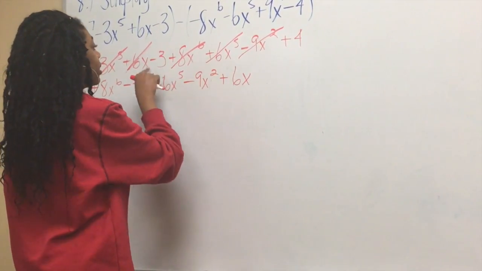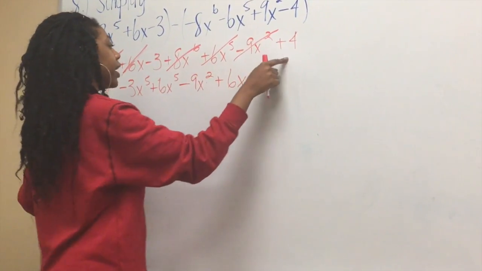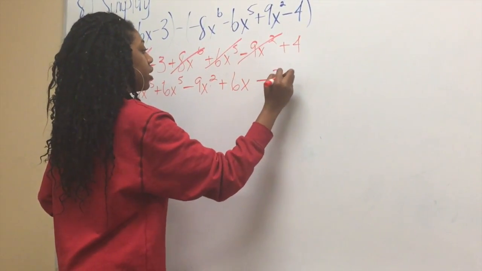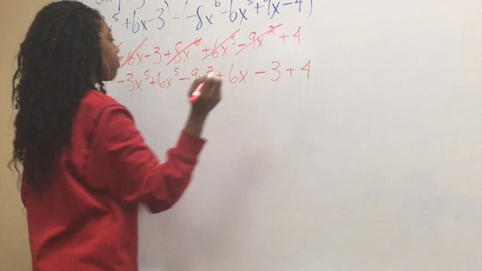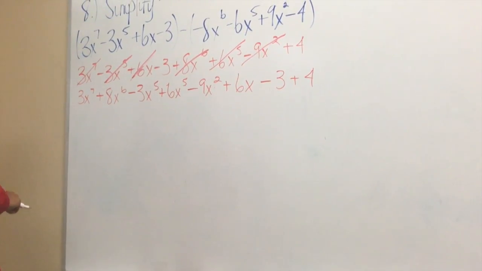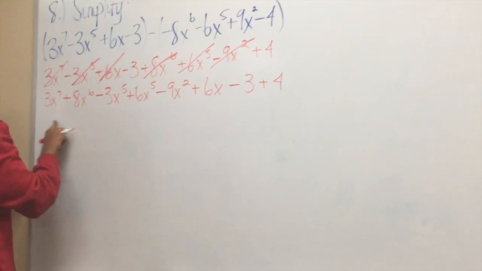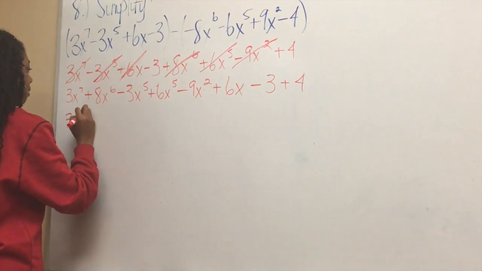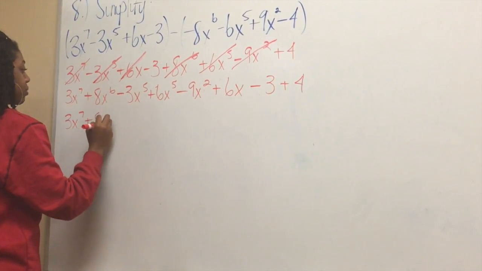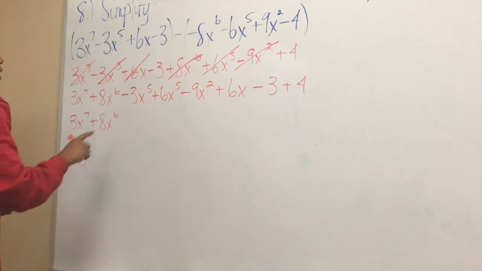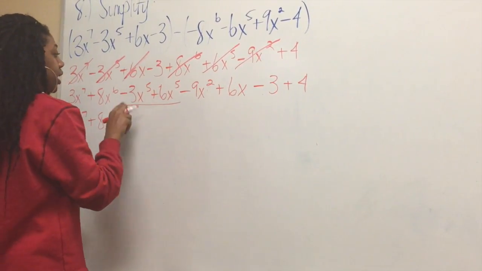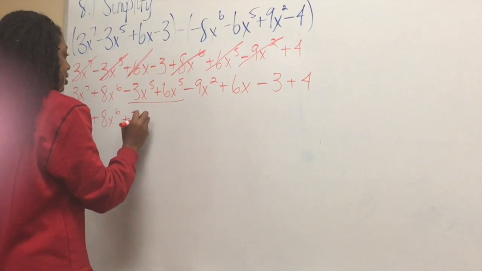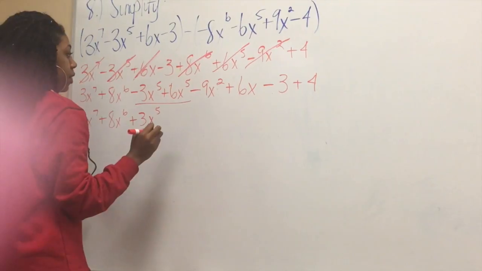And then we have these two terms left. They don't have any exponents or any variables, so we're just going to have negative 3 plus 4. Now we're going to combine the like terms and just go down. So we have 3x to the 7th power plus 8x to the 6th power. And since these two are like terms, negative 3 plus 6 equals positive 3x to the 5th power.